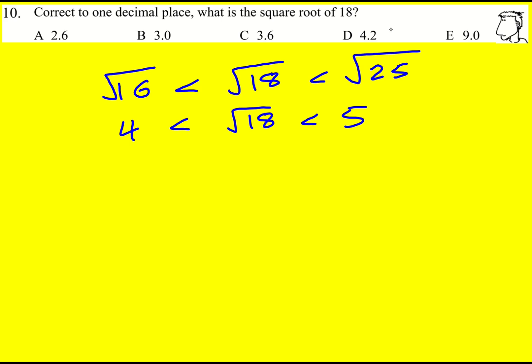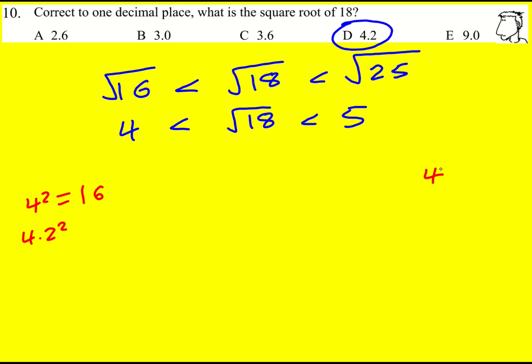So in all the answers given, it's got to be D. How would you do this if you didn't have options? Well, you'd have to do some calculations. We could do that: 4 squared is 16, and then maybe you try 4.1 squared or 4.2 squared.